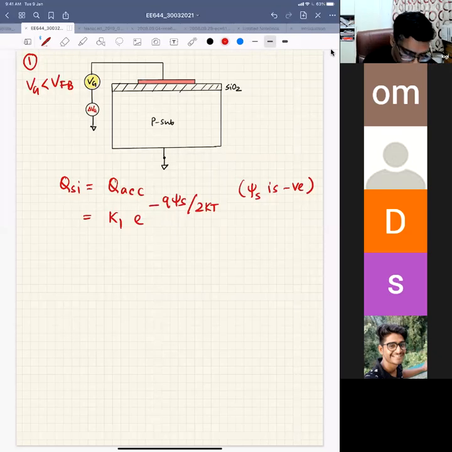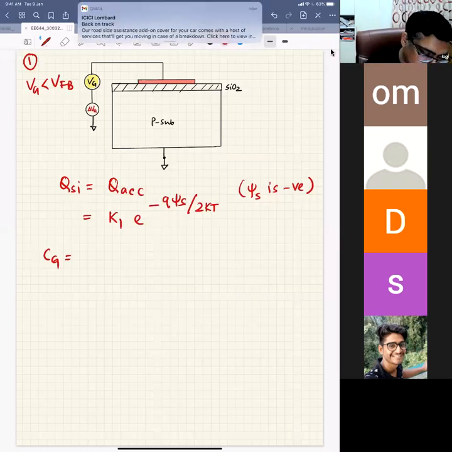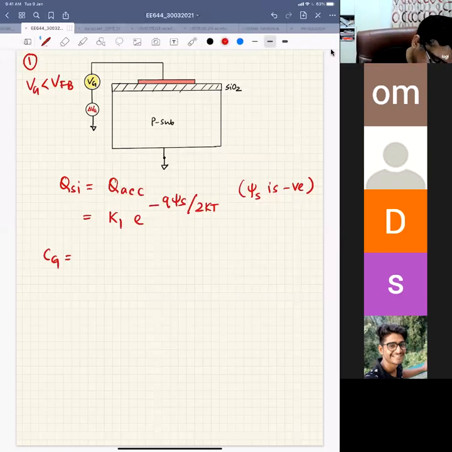So if you want to find CG, basically I'm changing the Q silicon, right? I'll draw. So if I'm giving a delta Vg here, so let's say I'm giving a voltage delta Vg. This is the perturbation voltage. So this delta Vg will have some part, some voltage delta psi s, right?